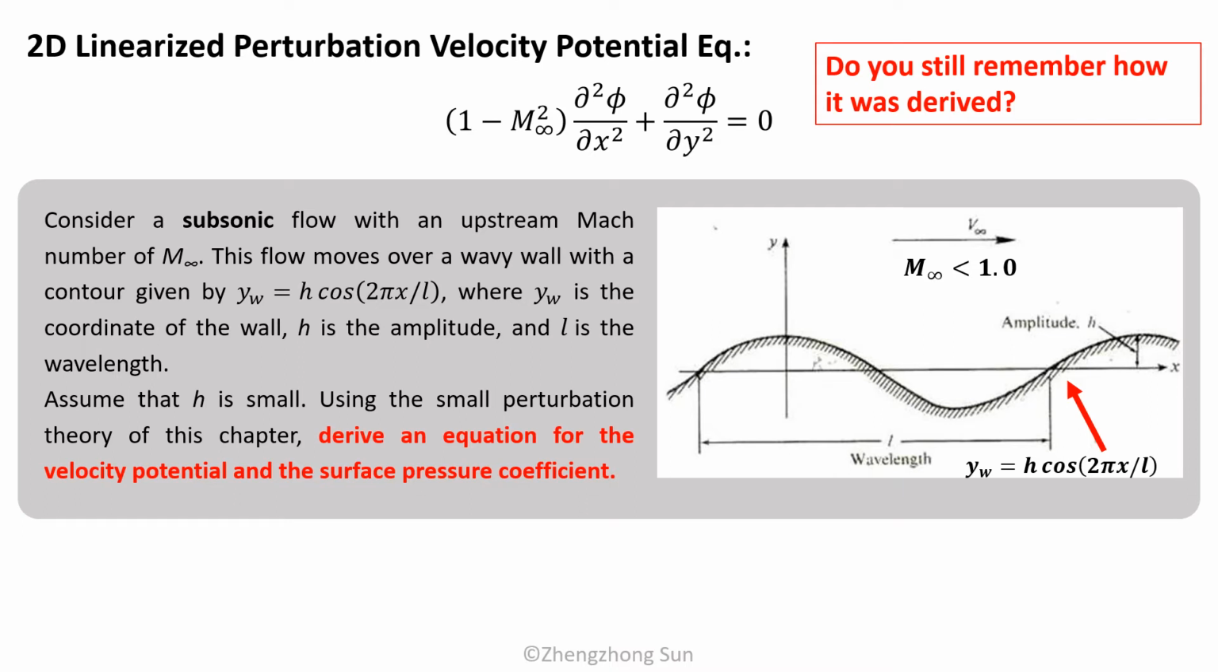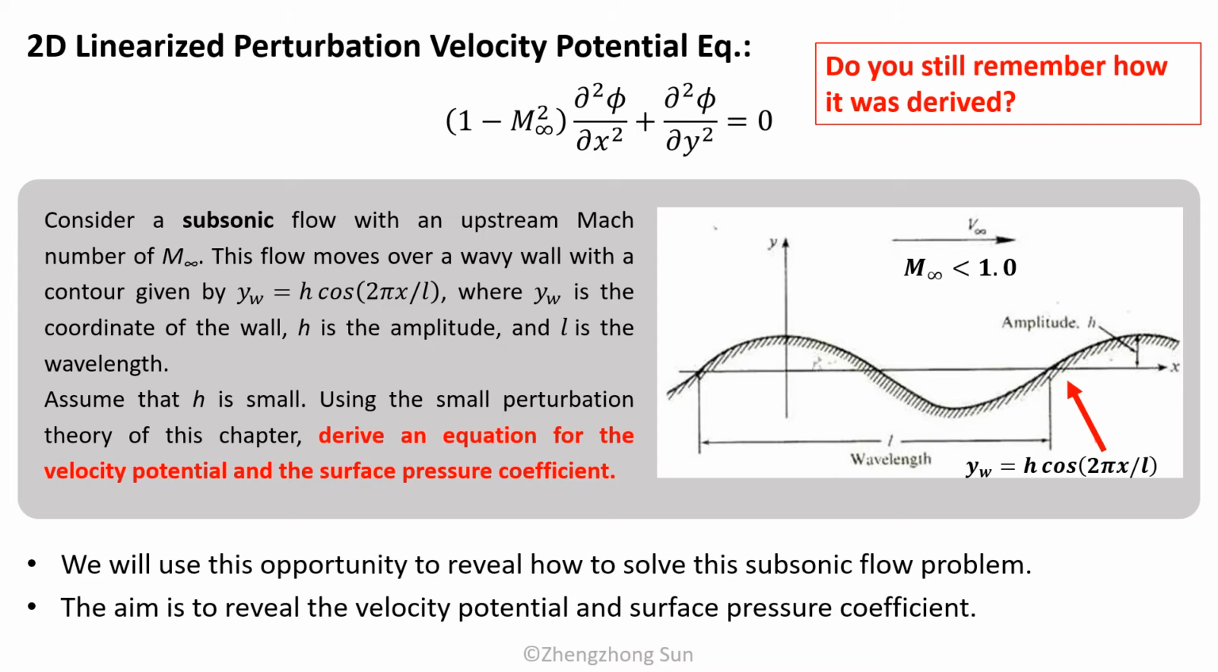So this is a task. We will derive an equation for the velocity potential and the surface pressure coefficient. So we will use this opportunity. Which opportunity? The opportunity to solve this problem, to review how to solve the subsonic flow problem. And the aim is to review the velocity potential and the surface pressure coefficient.